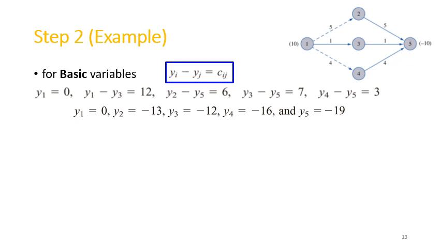So you've seen that the key is to find the Cij hat for each of the non-basic variables. Okay, let's practice the formulas that we've seen before. For basic variables, we're going to use this formula: yi minus yj equals Cij. First, set y1 equals 0. Why? Because remember we just dropped one of the conservation of flow constraints arbitrarily, so we set y1 equals 0.